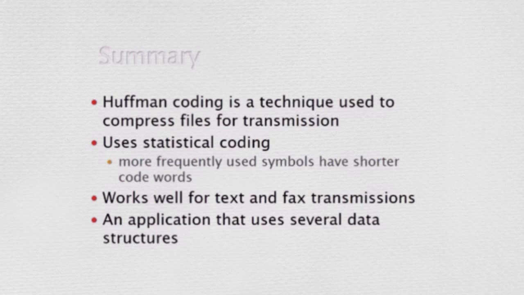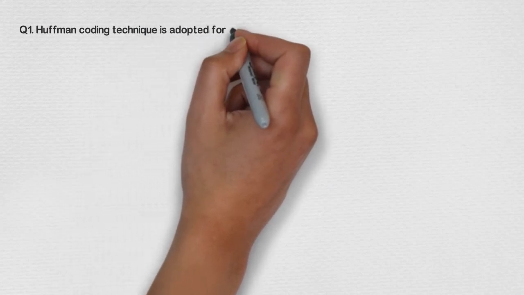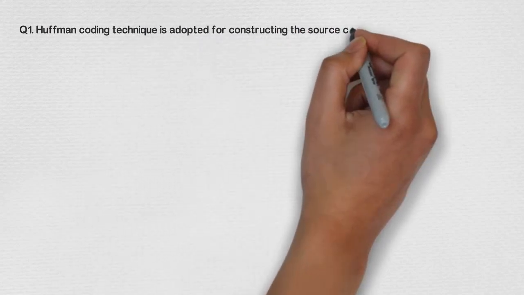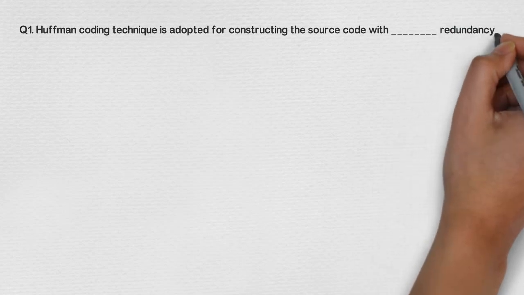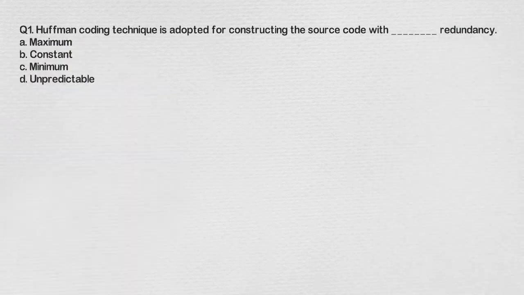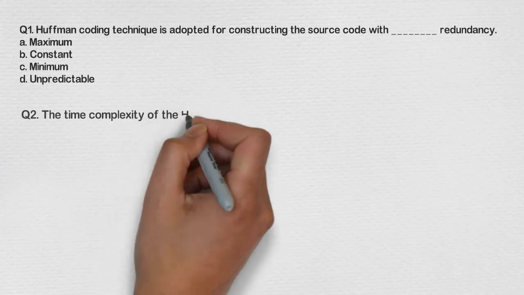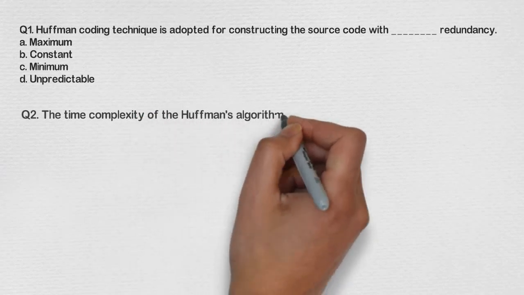Now, let us have a quick question and answer session. Question 1. Huffman coding technique is adopted for constructing the source code with what redundancy? Option A, maximum, B, constant, C, minimum, or D, unpredictable.